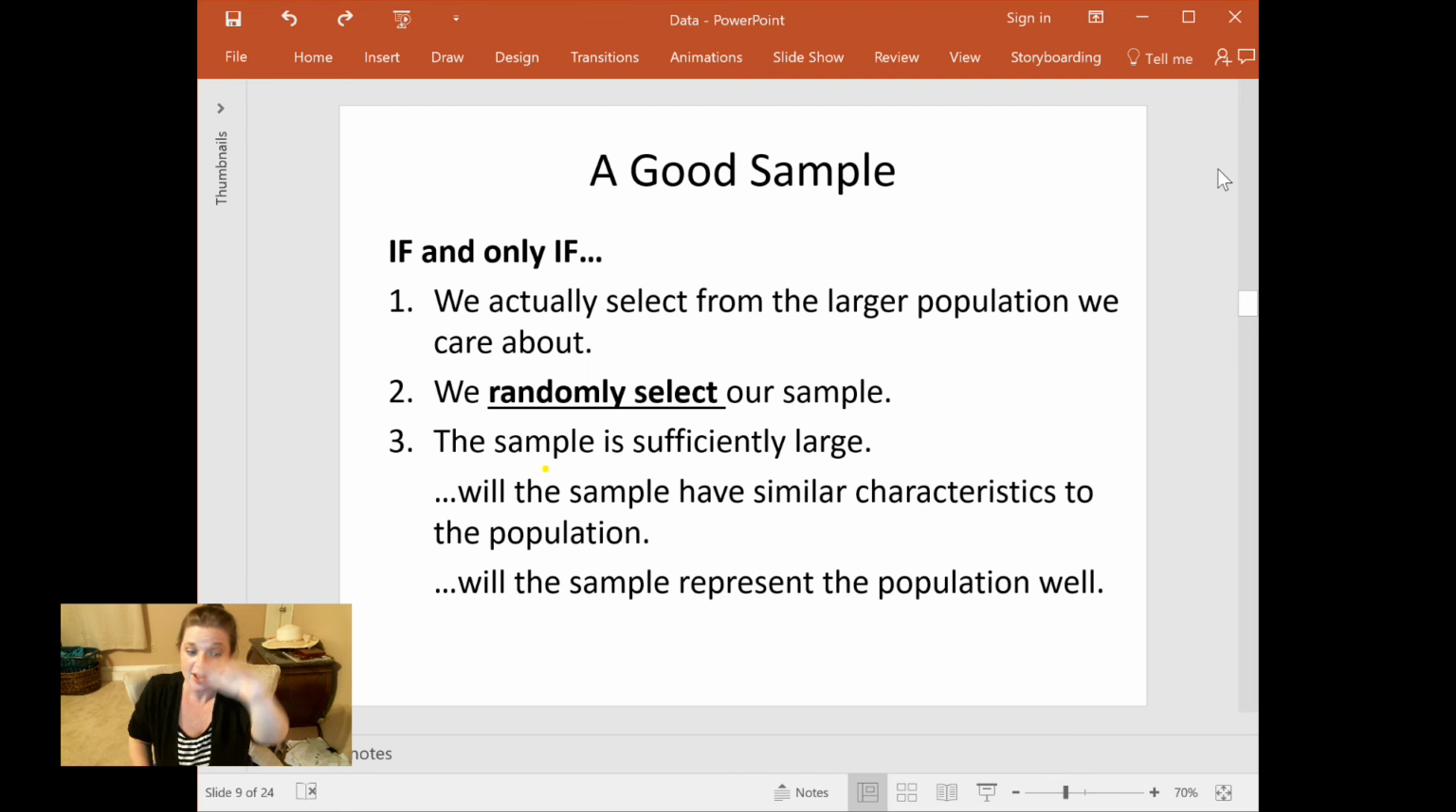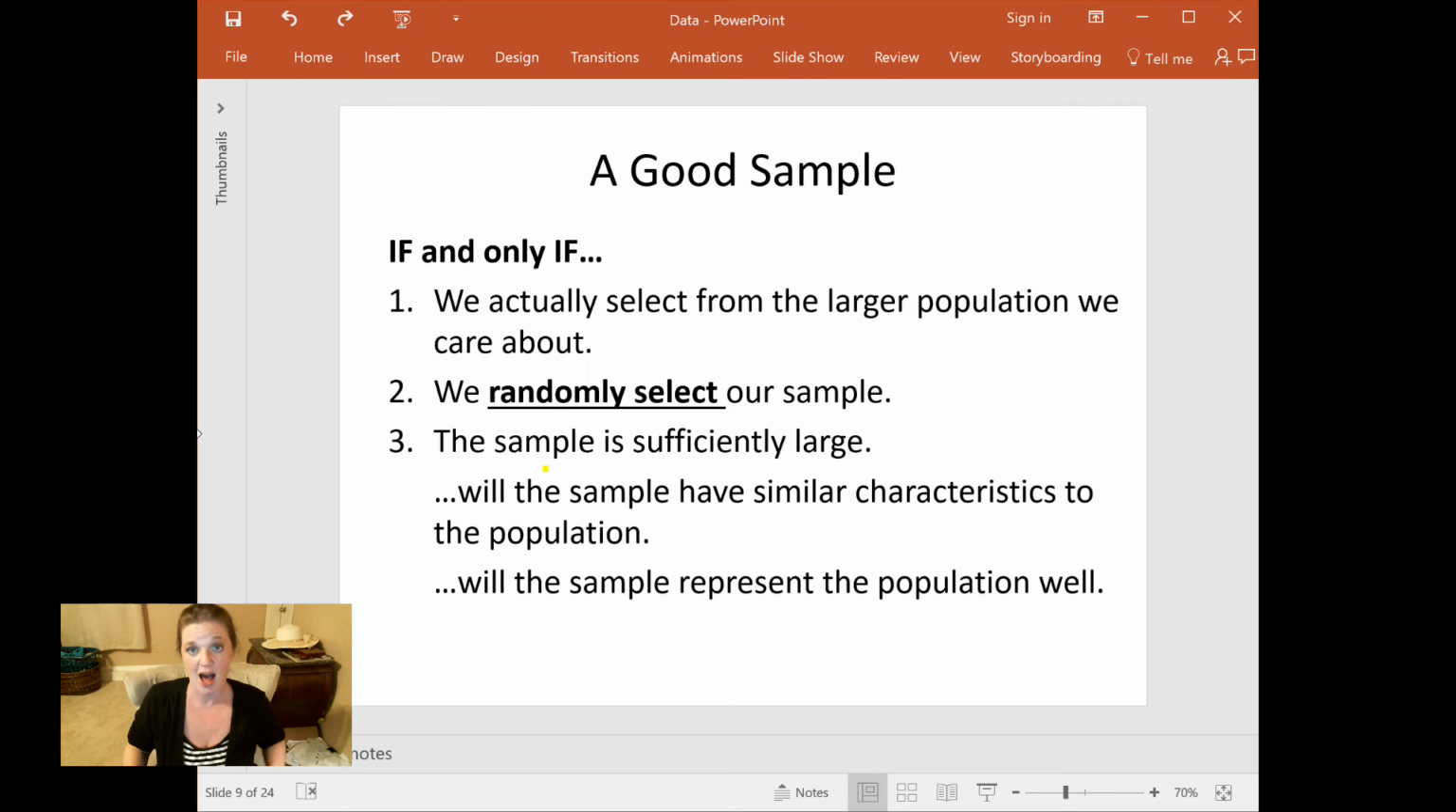However, remember, these three things, 1, 2, 3, are in order of importance. So let's say I have 50 non-randomly selected athletes. Well, no, let's do 1,000. I have 1,000 non-randomly selected athletes, 50 randomly selected football players, and I'm trying to make a decision about football players. You've got to go with the 50 randomly selected football players, right?